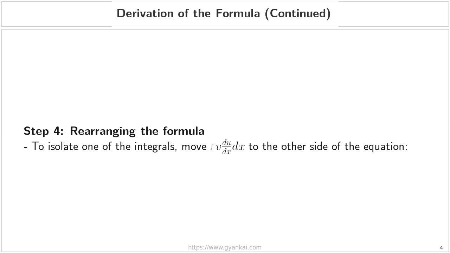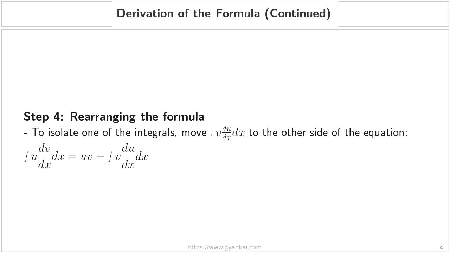Currently, we have an integral on both sides of the equation. To make it easier to work with, we're going to move the integral of v times the derivative of u with respect to x to the right-hand side. So, we're taking the integral of v du over dx. That's v multiplied by du by dx, integrated with respect to x, and moving it across the equals sign. Remember that moving a term across the equals sign changes its sign. This gives us the equation.